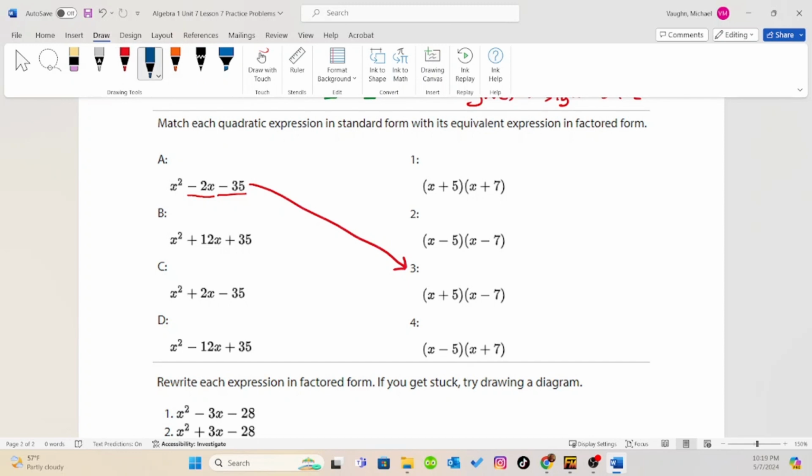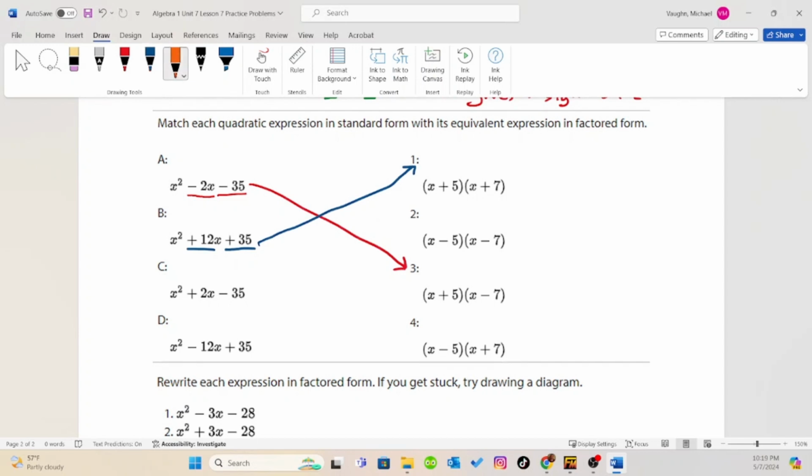Now we look at B. We want the factors of 35 where they have the same sign, and that sign is going to be positive, and they are going to add together to give us 12. So I have 1 and 35, which would become 36, and then I have 5 and 7, which would add together to be 12. So I want plus 5 and plus 7, so B has to match number 1.